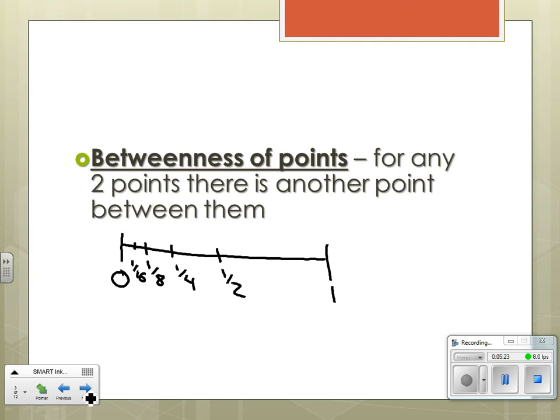No. There's always going to be another point in between any two. And it doesn't matter how small I get. Can I always get smaller? Yeah. There's never, ever an end how small you can make those fractions. Just keep making the denominator bigger, keep getting smaller.